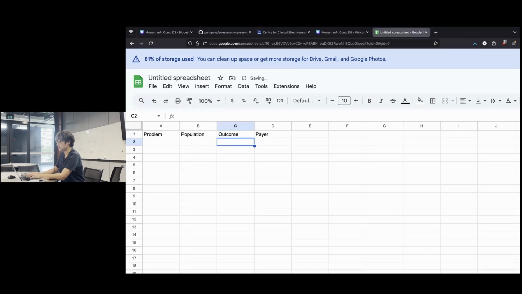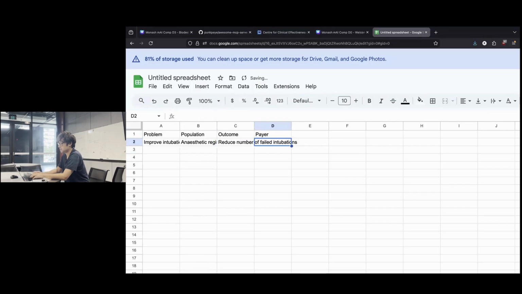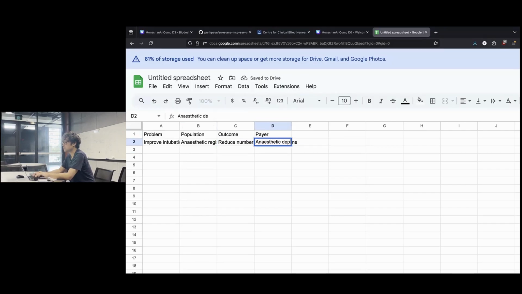Outcome and payer. Okay, yeah. So give me your first need statement. Our first one was a way to improve intubation equipment for anesthetics registrars in order to reduce the number of failed intubations. Reduce number of failed intubations. Yep. For the anesthetics department. Okay, nice.